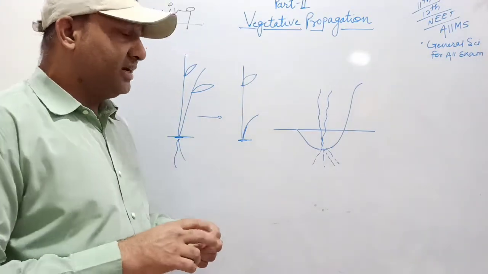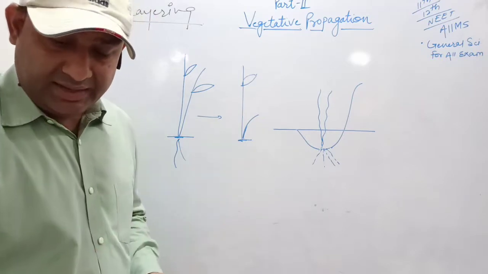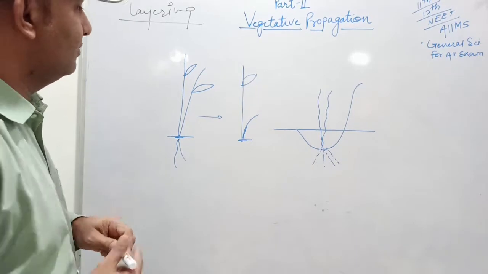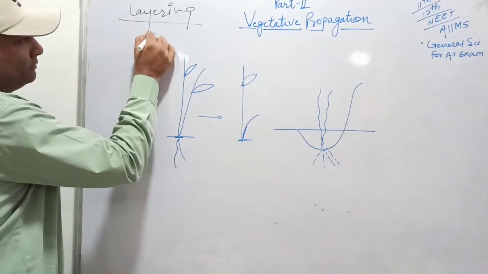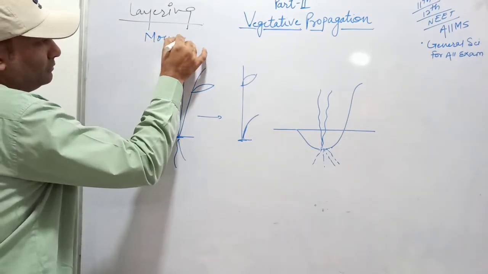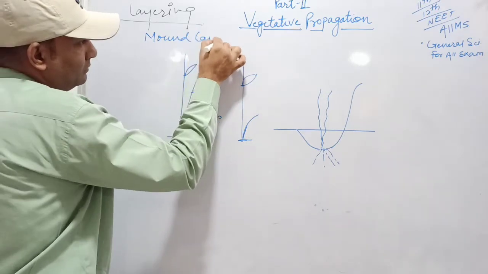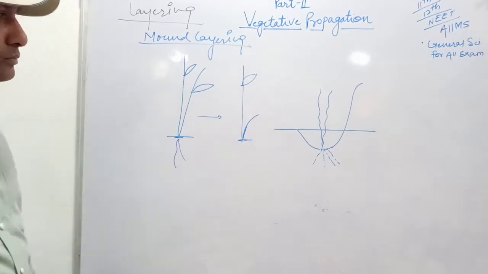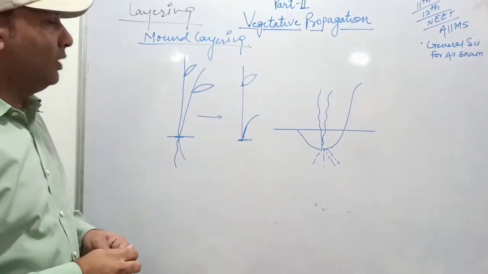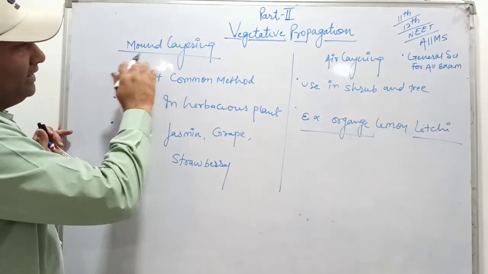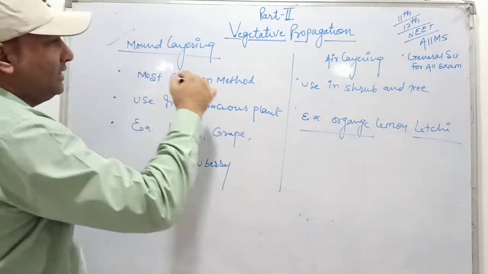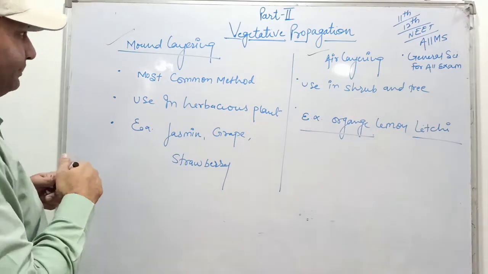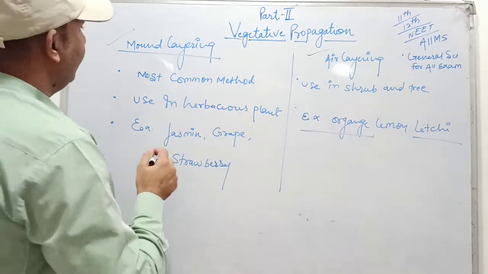The types of layering: there are two types. First is called mound layering and second is called air layering. The first type, mound layering, I have already explained.